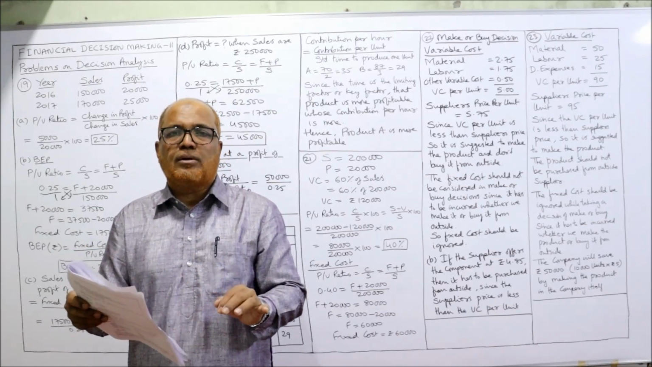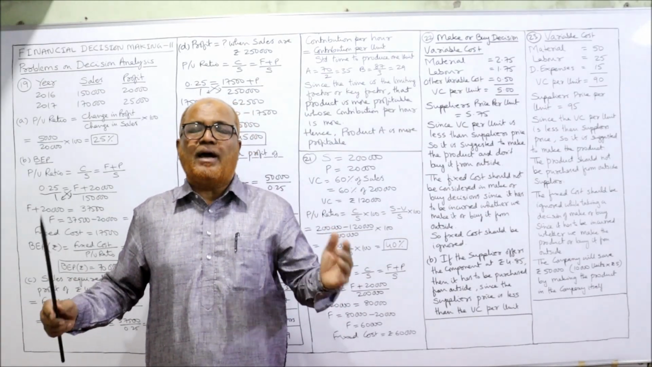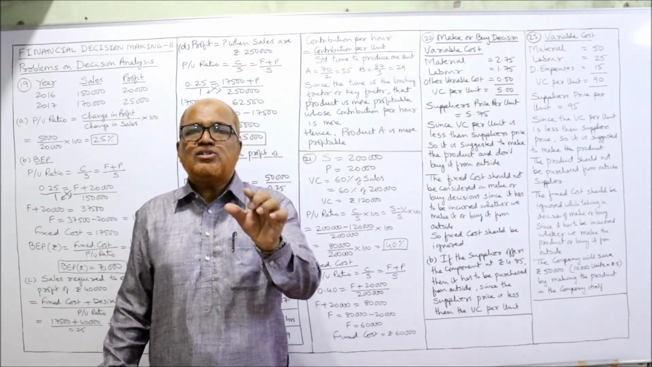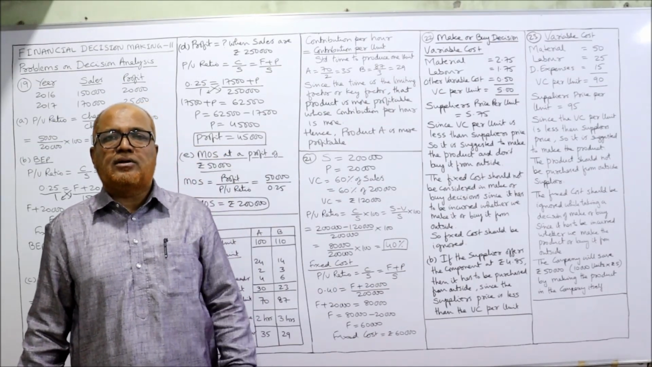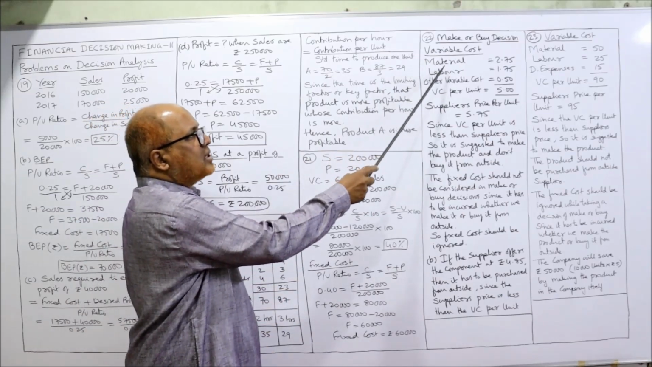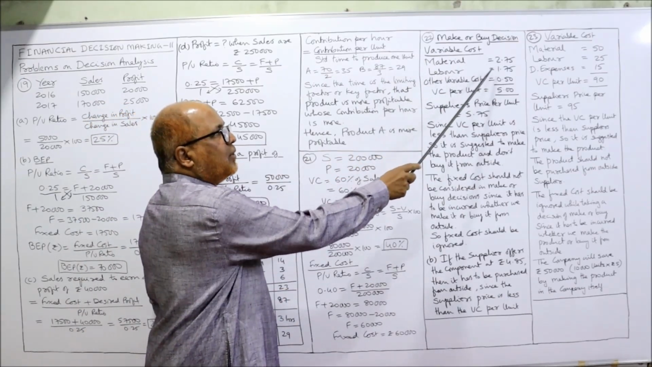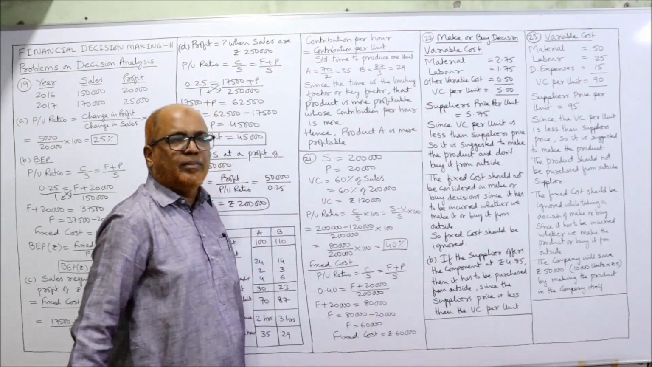But that is the second question. The first question is whether we should make it or buy it. First of all, we need the variable cost per unit. Don't take fixed cost. So here variable cost: material 2.75, labor 1.75, other variable cost 0.5. So variable cost per unit comes to 5 rupees.